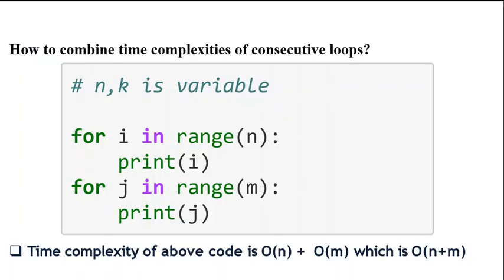But how do we combine time complexities of consecutive loops? Now, n and m are variables. For i in range of n, we print i. For j in range of m, we print j. The time complexity of both pieces of code is Big O of n plus Big O of m, which we can see is Big O of n plus m.